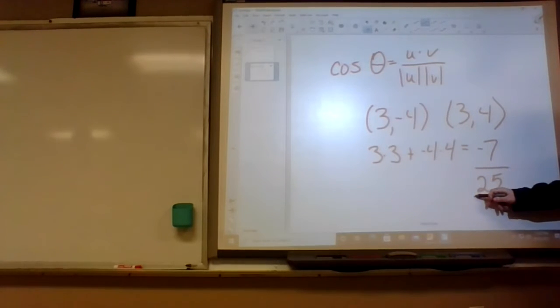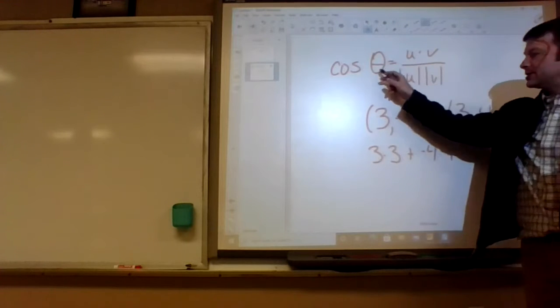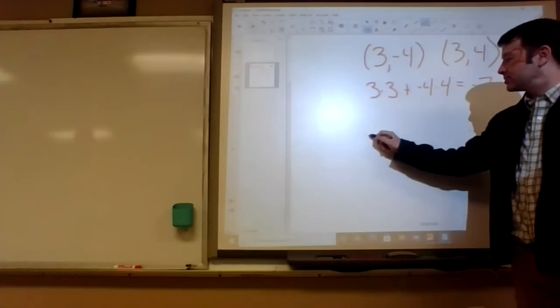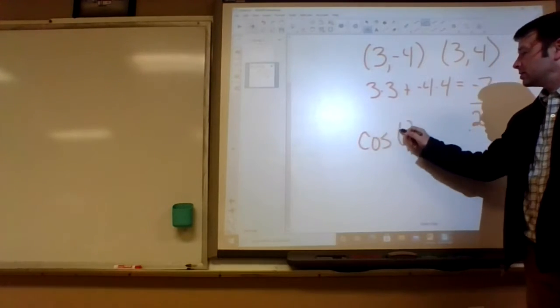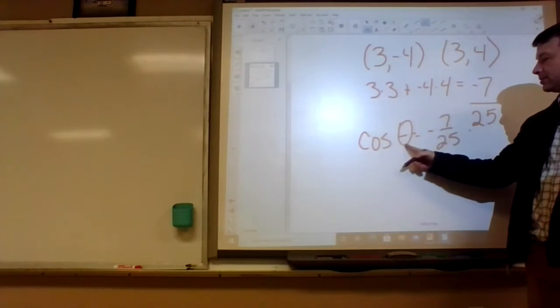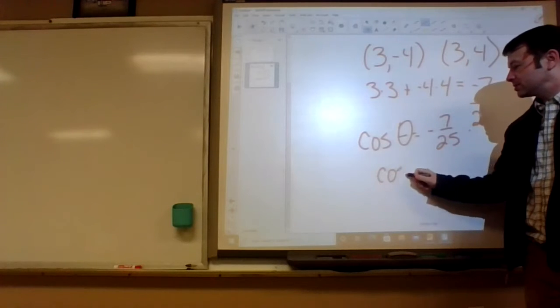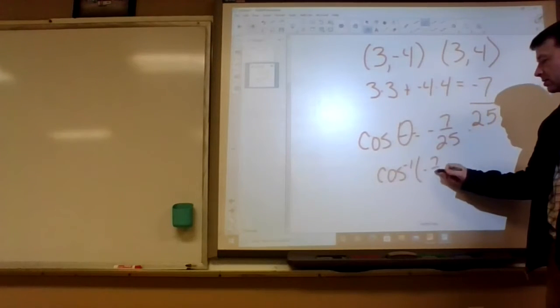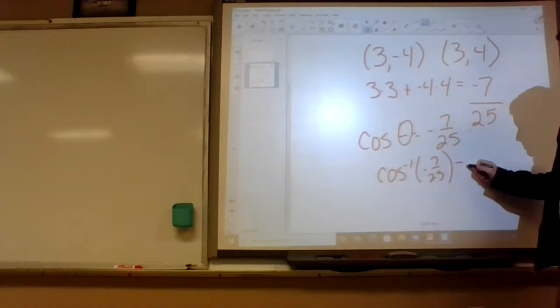Is this the answer? No. Theta is the answer. We're looking for that angle. So cosine of theta equals -7 over 25. So how do we find the angle? Cosine inverse. Whatever that comes out to.